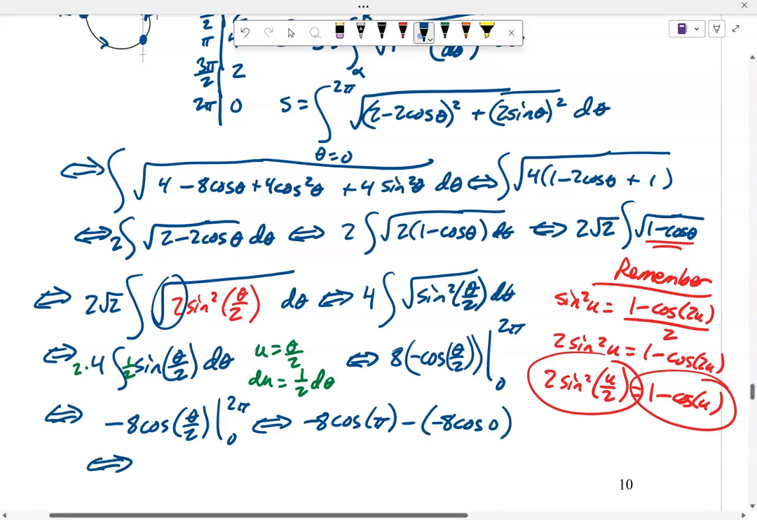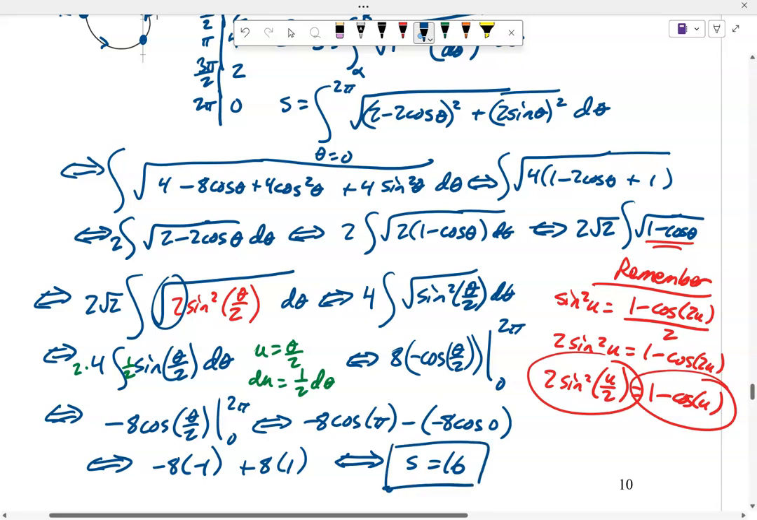So we've got cosine pi is negative 1, so I got negative 8 times negative 1 plus 8. Cosine 0 is 1, so I got 8 plus 8 equals 16. So my arc length is 16.